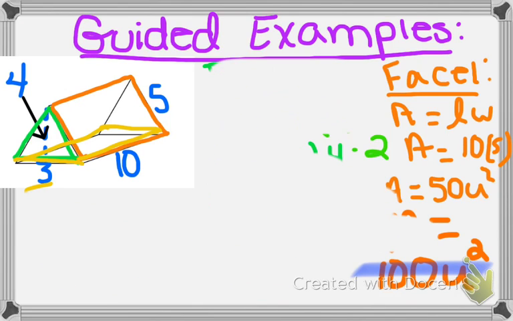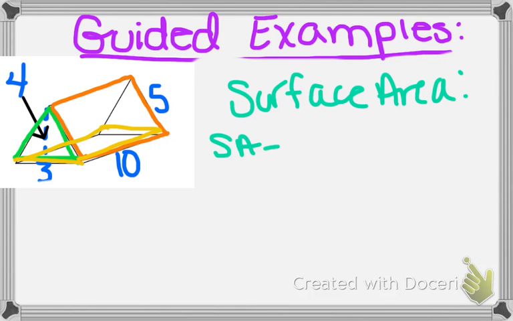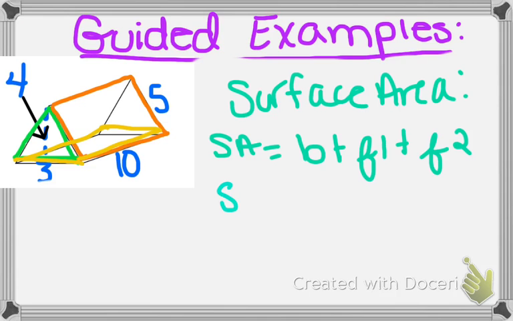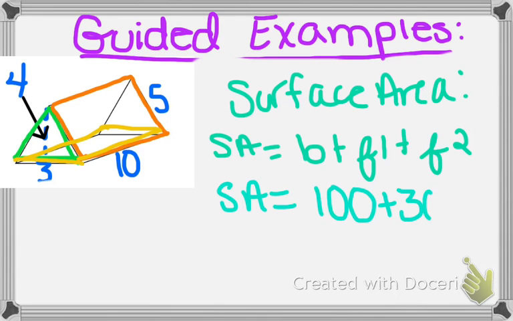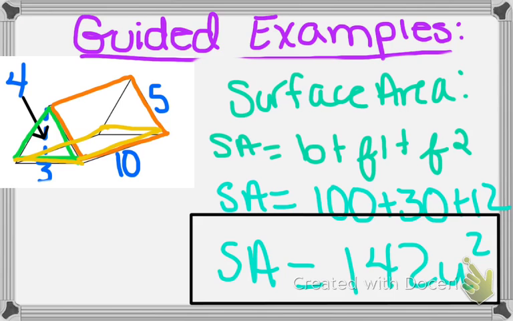Now we have to take these 3 measurements and add them together to find the total surface area. Surface area is equal to base plus face 1 plus face 2. Surface area equals 100 plus 30 plus 12. So the final surface area is equal to 142 units squared.